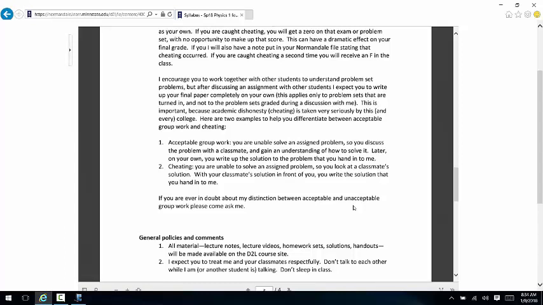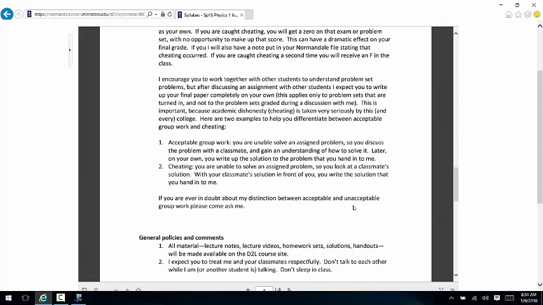General policies and comments. Everything is going to be on D2L. So, like I said, get in the habit of checking D2L on a regular schedule. I would say once a day.